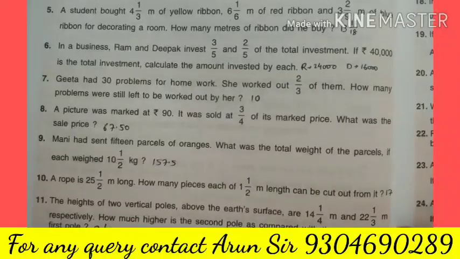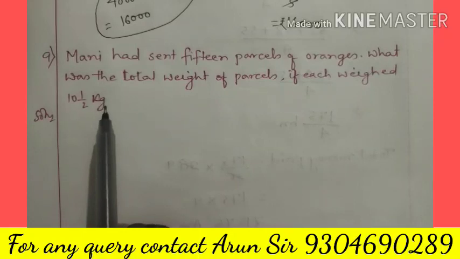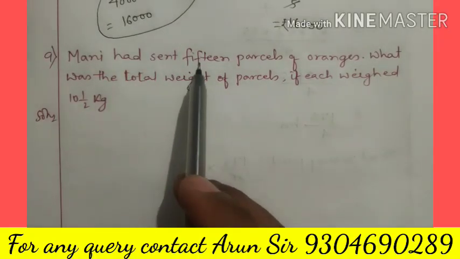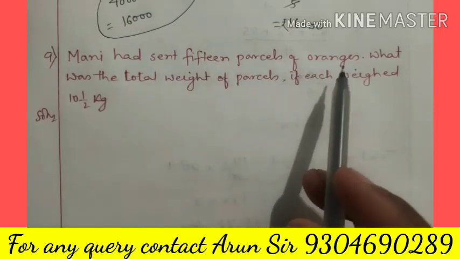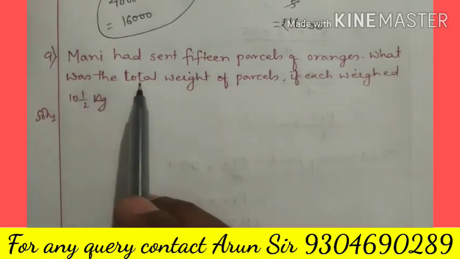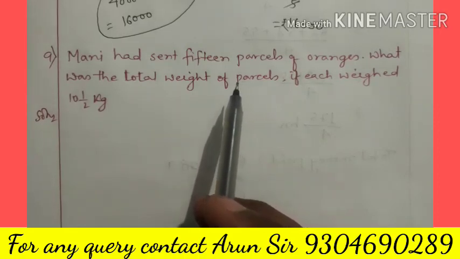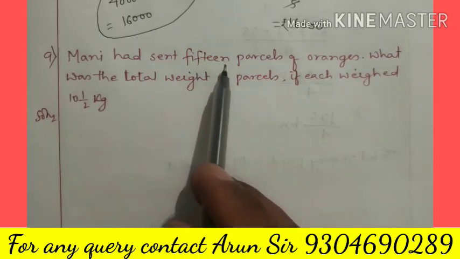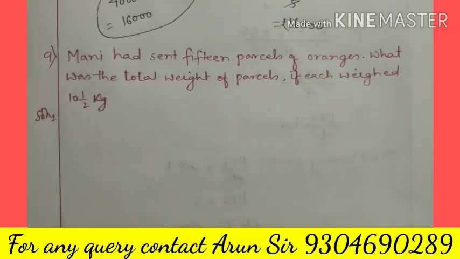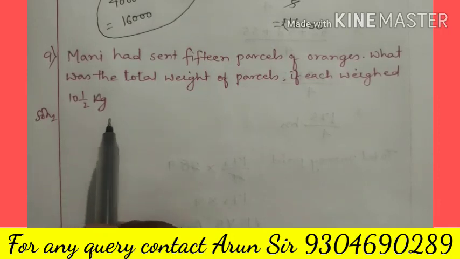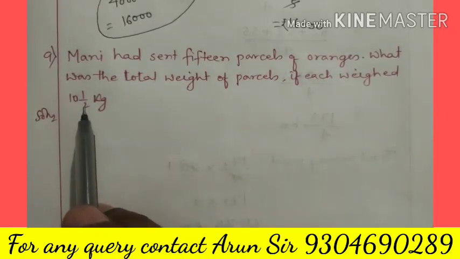Let us solve question number 9 for you. Question number 9 is saying Mani had sent 15 parcels of oranges. What was the total weight of the parcels? There might be some weight of one parcel and Mani has sent a total of 15 parcels. The question is saying each weighed 10.5 kg. It means if the weight of each parcel is 10.5 kg, what will be the weight of 15 parcels?